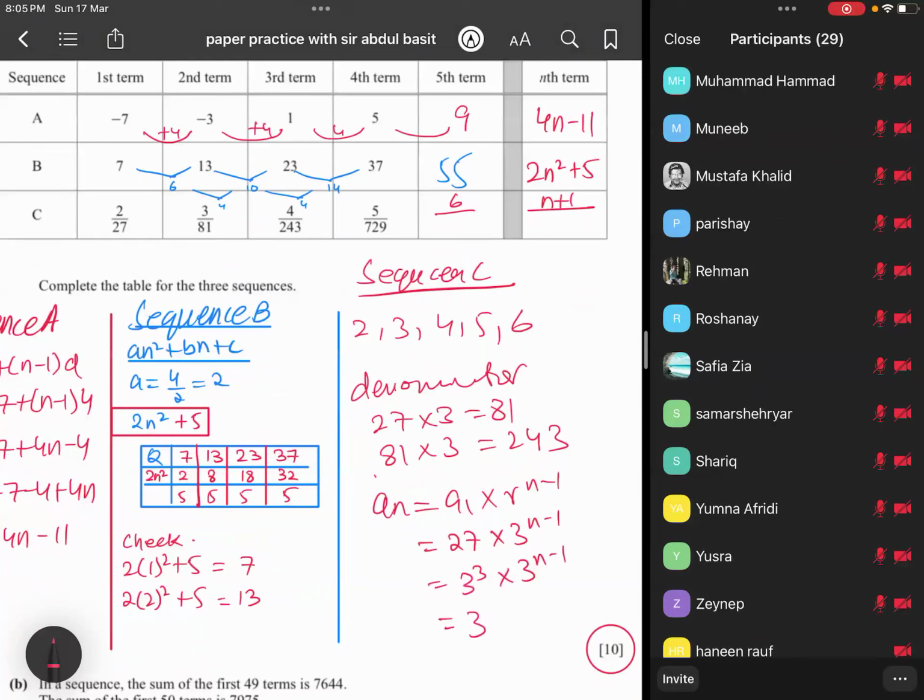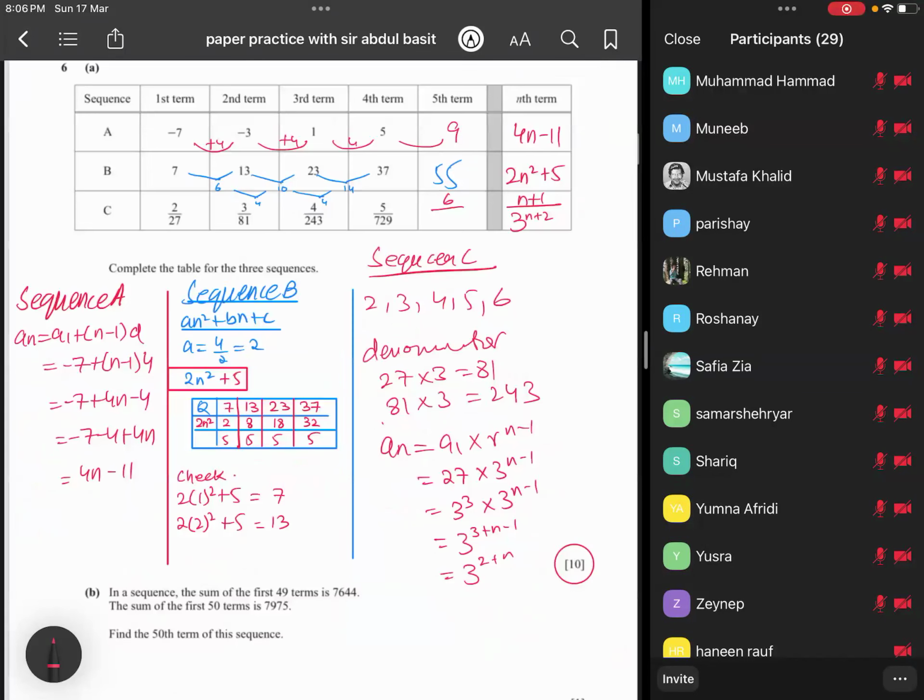So 3 plus n minus 1. So 3 to the power 3 minus 1 is 2. So 2 plus n. So I can write here 3 to the power n plus 2, or 2 plus n. So that is the answer for 10 marks. Easy. The denominator is 2187.